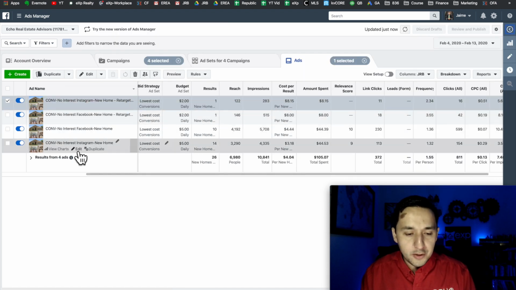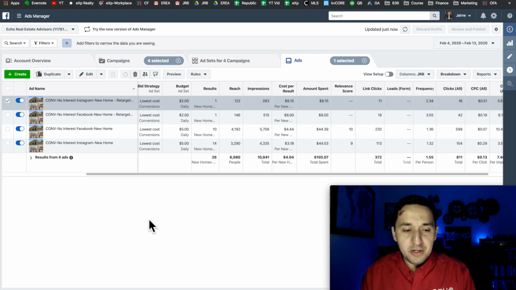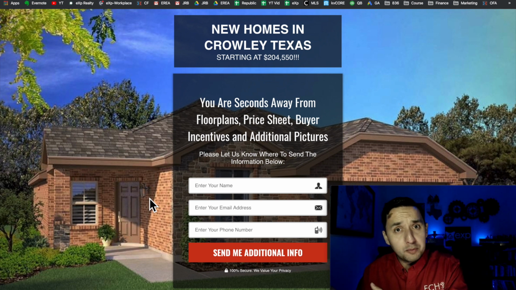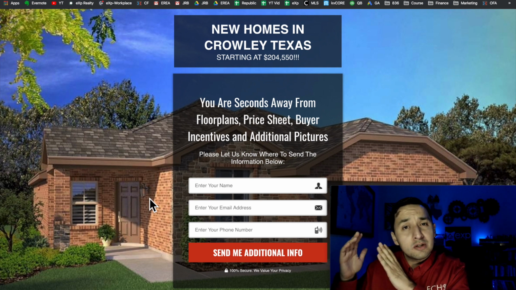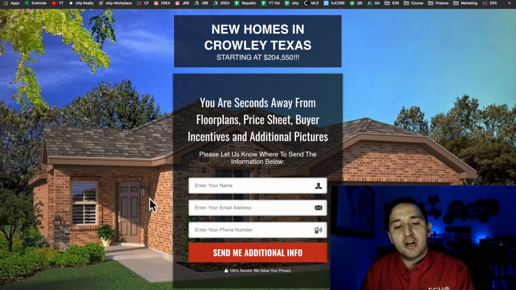So you saw there the ad that we ran. Let me show you the landing page that we were driving traffic to. So this is a landing page that I was driving traffic to. As you can see here, we have, you're seconds away from floor plans, price sheet, buyer incentives, and additional pictures. They needed to give me their contact information, and then they would go over to the thank you page. It is over on that thank you page that I set up the conversions. So as soon as somebody hit the thank you page, that meant that they gave me their contact information.